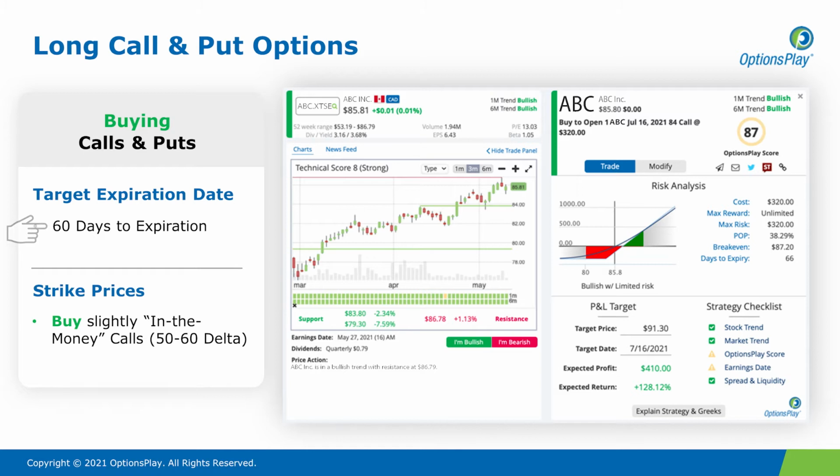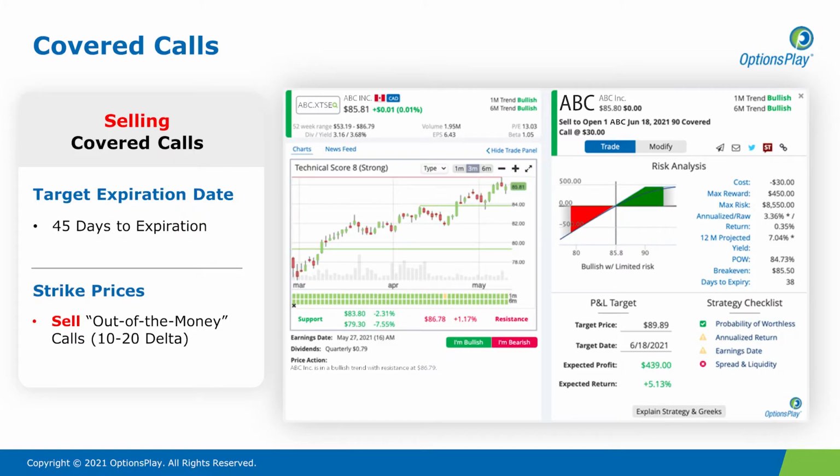And that in the money option means that we have some intrinsic value as well, because the value of an option is a combination of intrinsic and extrinsic value. Only the extrinsic value of an option will decay. The intrinsic value of an option does not decay. So that's one other way that you can continue to reduce the amount of time decay, which again works against you whenever you're buying a call or a put.